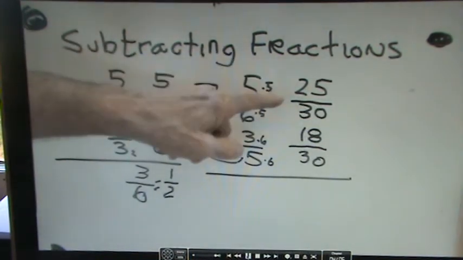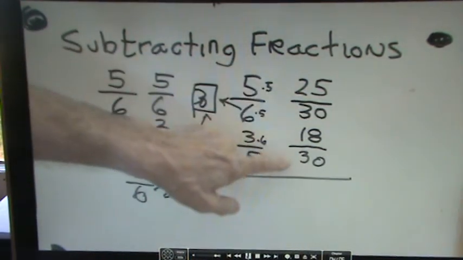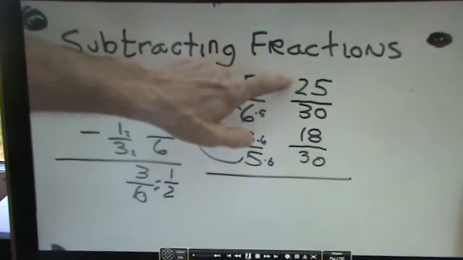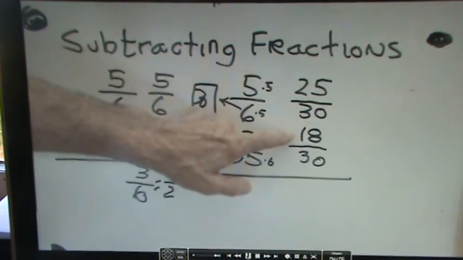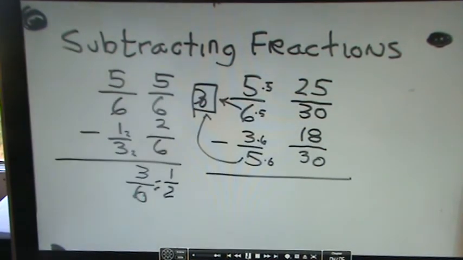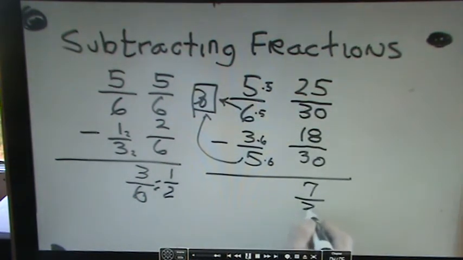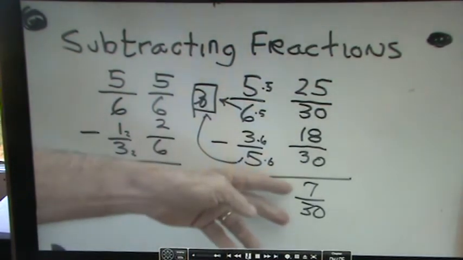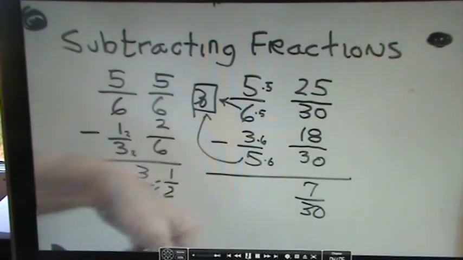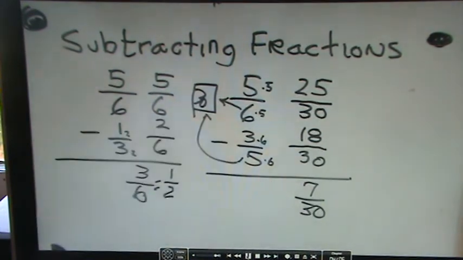Now I can subtract because the denominators are the same. 25 minus 18 gives me 7. And my answer is 7/30. This is a proper fraction, so it doesn't have to be changed, and this fraction is in its lowest name, so that's the answer. Excellent.